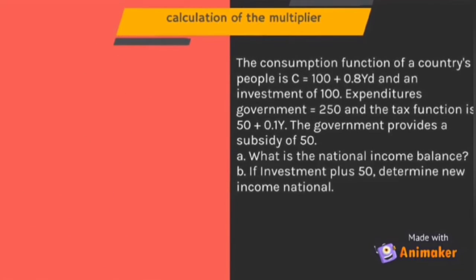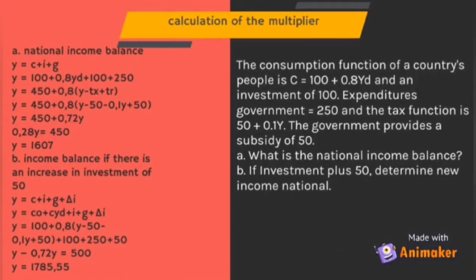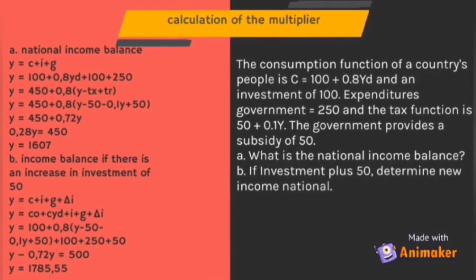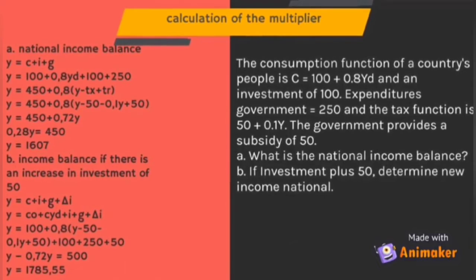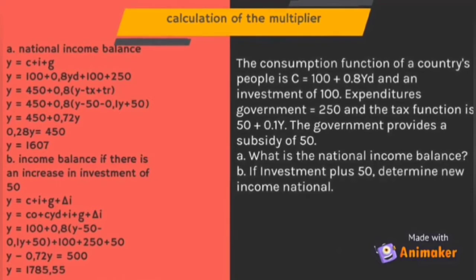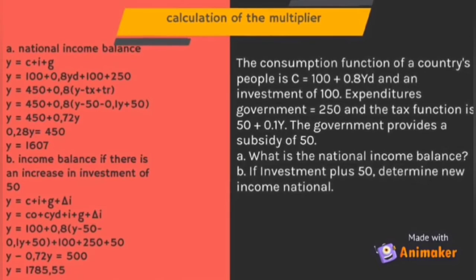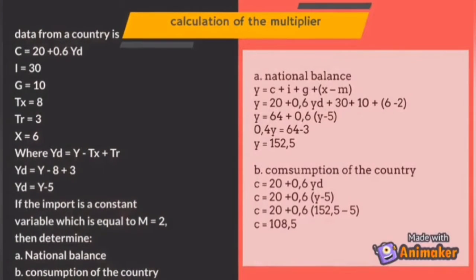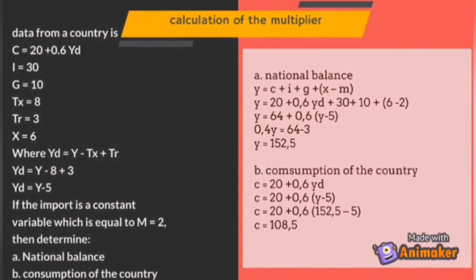Answer for question A, national income balance. We can find C, I, and G. Then put into the formula Y equals C plus I plus G. That we will get the result 1607. Answer for question B, income balance if there is an increase in investment of 50. The formula is Y equals C plus I plus G plus delta I. That we will get the result 1785.55.